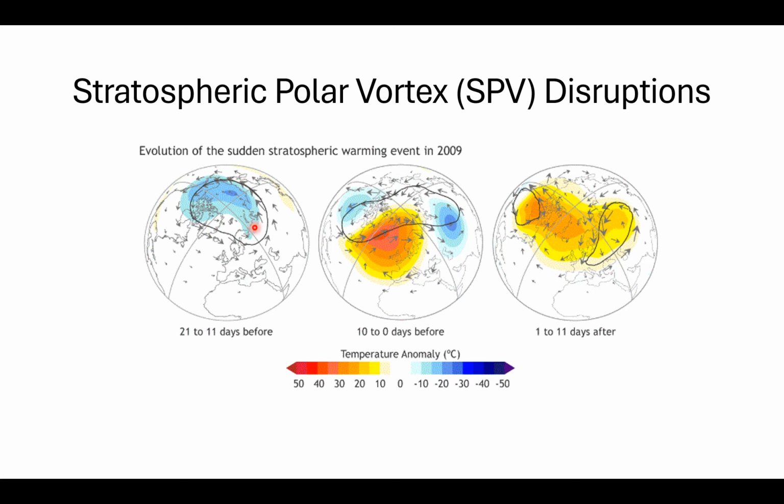Strong stratospheric polar vortex at first, 21 to 11 days before the disruption. Then 0 to 10 days before the disruption, you got major sudden stratospheric warming, and then more of a stretched out look to the stratospheric polar vortex. On the far right, you have two vortices. So this was a vortex split that occurred.